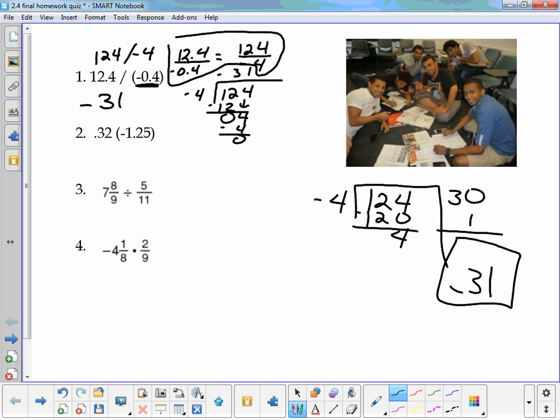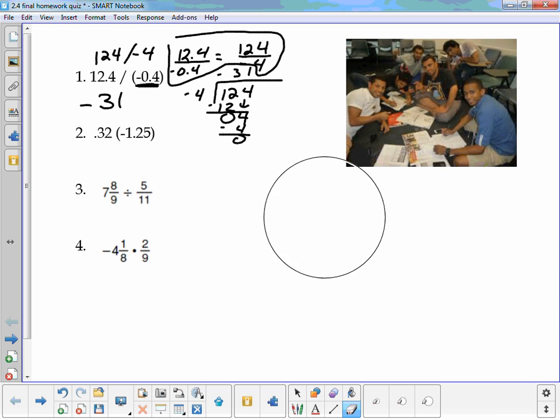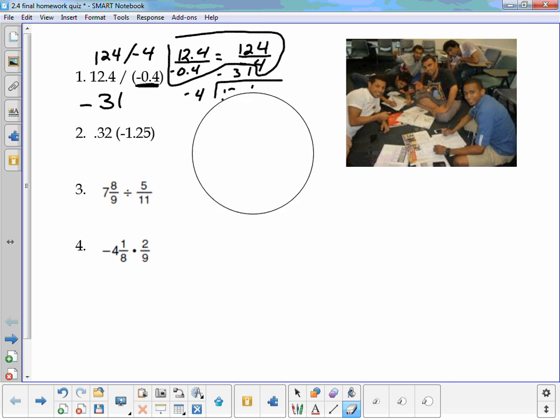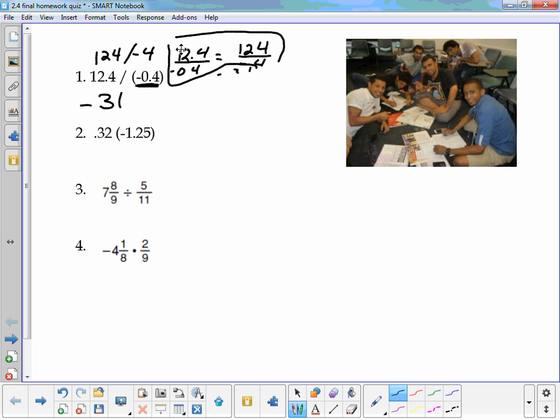Good. I'm not going to show the lattice method for multiplying because it's very similar to the regular multiplying. And the kids that are using lattice, to be quite honest with you, I don't think multiplication is really our issue. It's the division, both dividing decimals and dividing fractions.